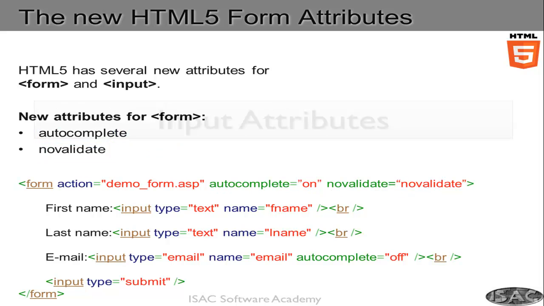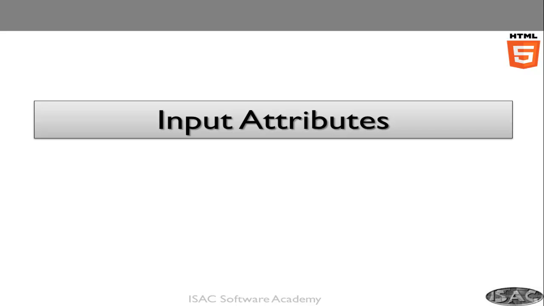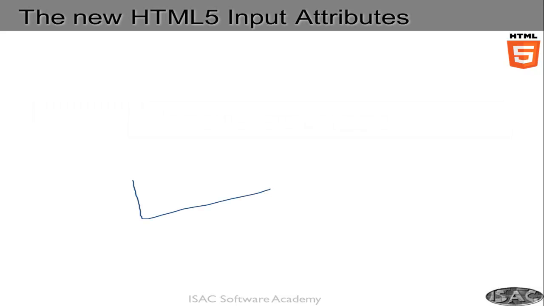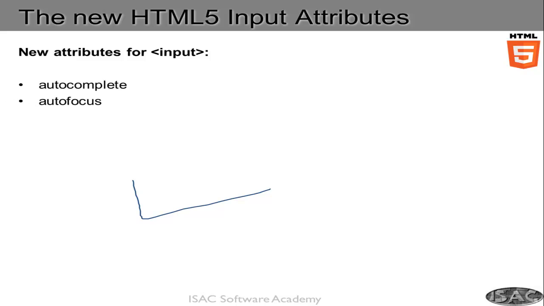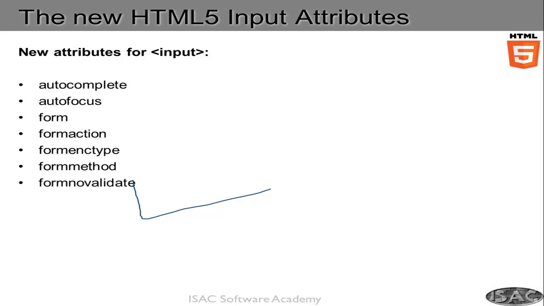Now let us see what is next. Now there are input attributes. There is an element called input inside the forms, and those are what we discuss. So there are new attributes for input called autocomplete. Autocomplete means it completes if you have previously typed something. Autofocus, it will focus on that one. Form, formaction, formenctype, formmethod, formnovalidate, and formtarget.